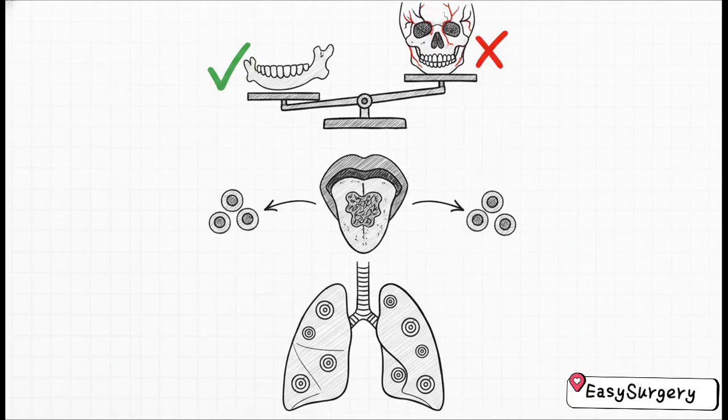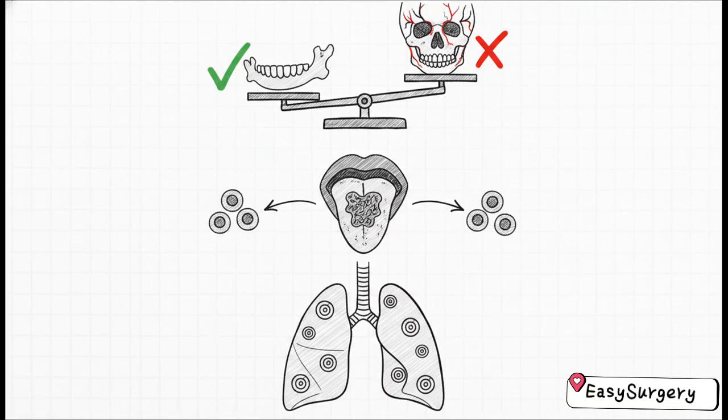Pay special attention here to the distinction between T4A and T4B tumors. T4A means adjacent structures are involved, but they are resectable, like the mandible, for example. T4B, however, means the tumor has invaded structures we generally cannot resect safely, like the pterygoid muscles, the skull base, or the carotid vessels.